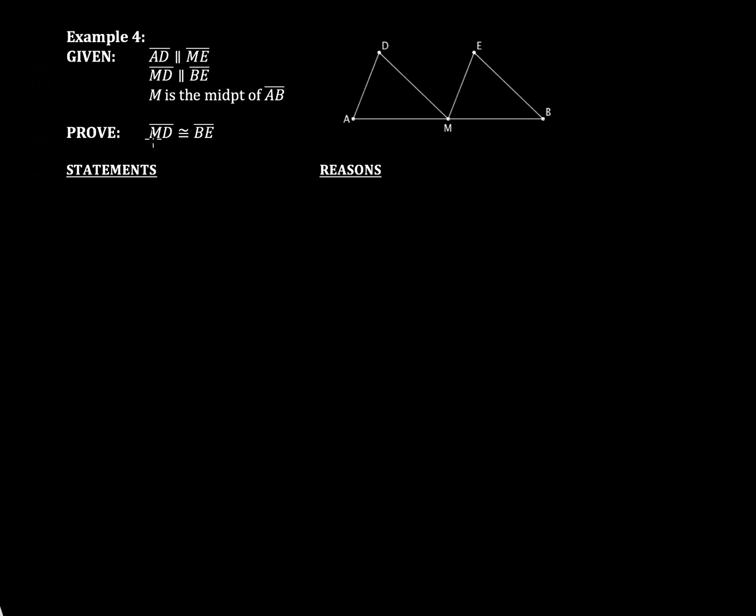On example 4, we have to prove that segment MD, right here, is congruent to segment EB right there. And the information we have to go on is that AD is parallel to ME and that MD is parallel to BE, and that M is the midpoint of segment AB.